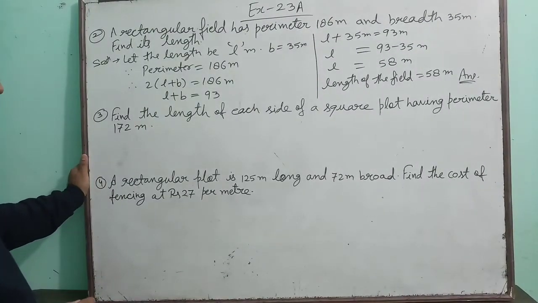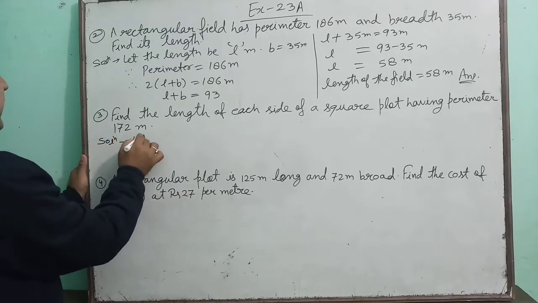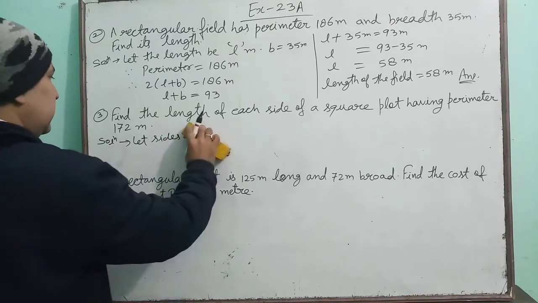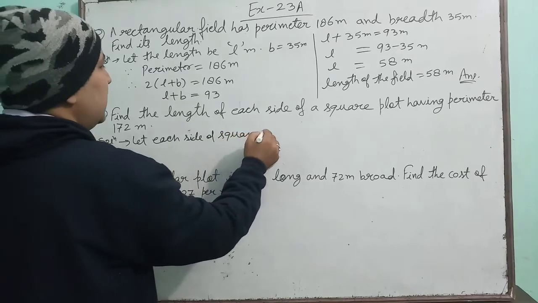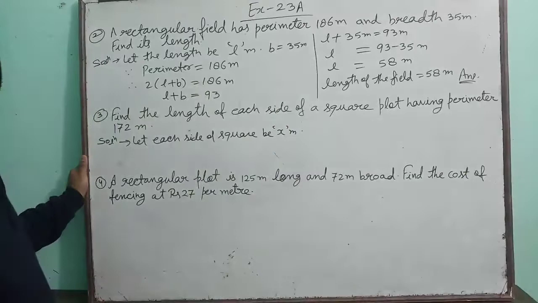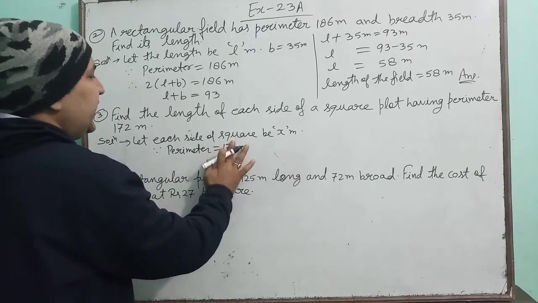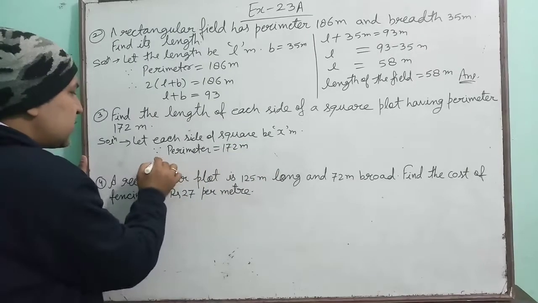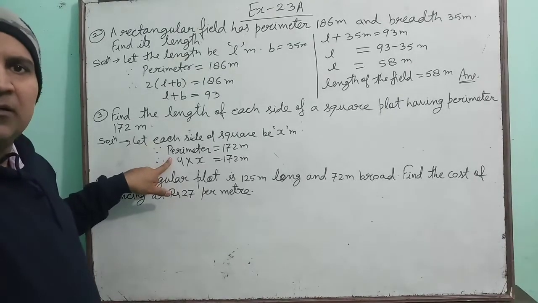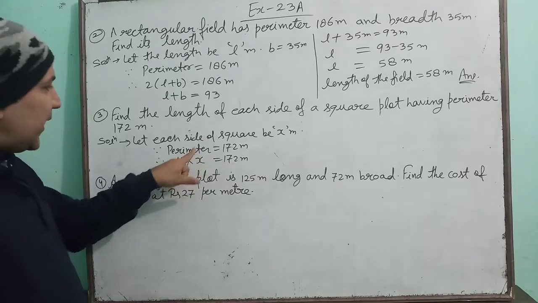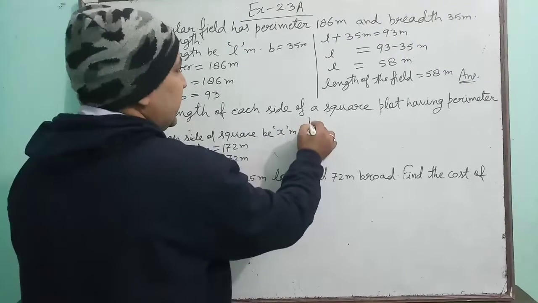Now see question number 3. Find the length of each side of a square plot having perimeter 172 meter. See again. Let each side of the square be x meter. Now again, since perimeter is 172 meter, it means 4 into x is 172, because this is the formula for perimeter of a square. Perimeter of a square is 4 into side. So perimeter is 172, means 4 into side is equal to 172. Now transfer it to get the value of x.